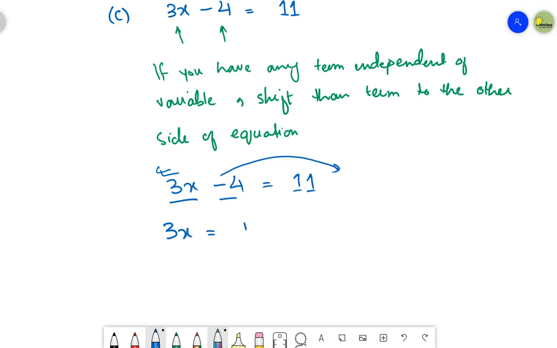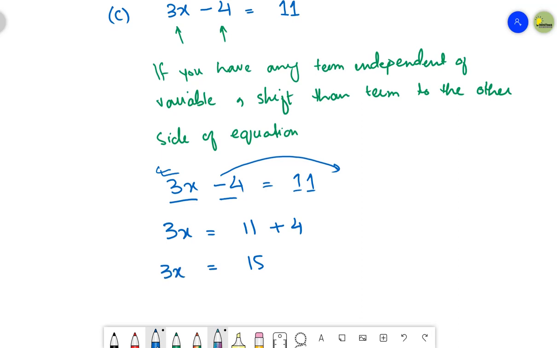So you have 11 over here, and if minus 4 is shifted to the other side, it becomes plus 4. The sign of the number is going to be changed. If it is subtraction, it will be added on the other side. If it is multiplication, it will move to division. So in this way, 11 plus 4 becomes 15, and now 3x equals 15.